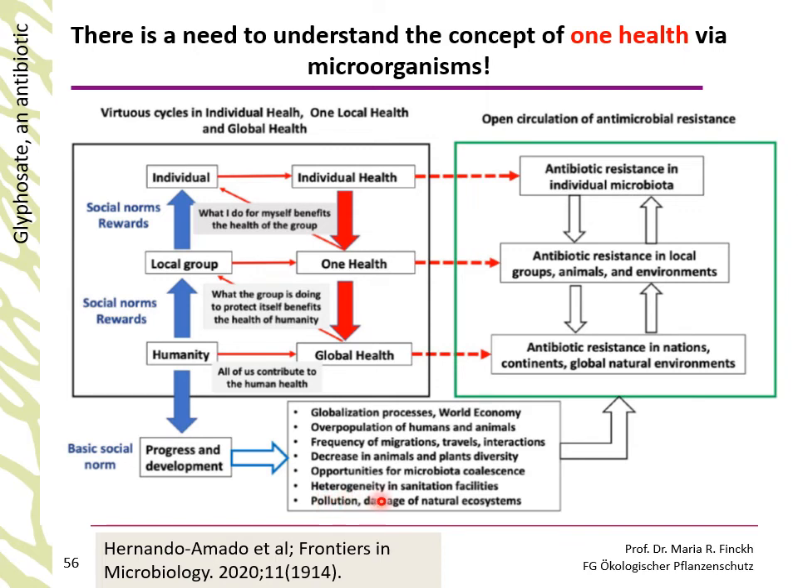Then we have heterogeneity in sanitation facilities. We have pollution and the damage to natural ecosystems. All this functions together and makes it so that we get this circulation of antimicrobial resistance throughout. And so if we want to have a better future with less pandemics, we have to think in this way and think about the microbiome also.